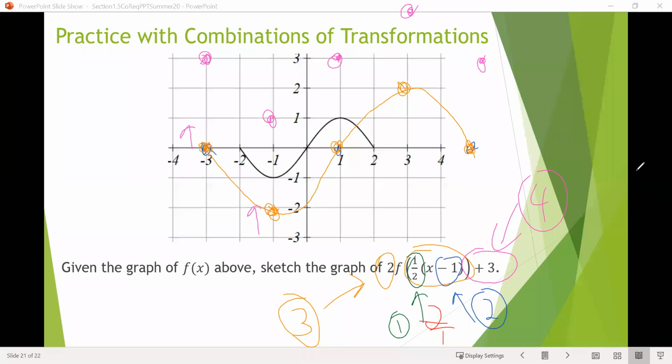And so our final graph there then would be the pink one there at the top. And I hope that's pink. I'm a little colorblind, so I may be wrong. You guys can tell me if I'm wrong or not.